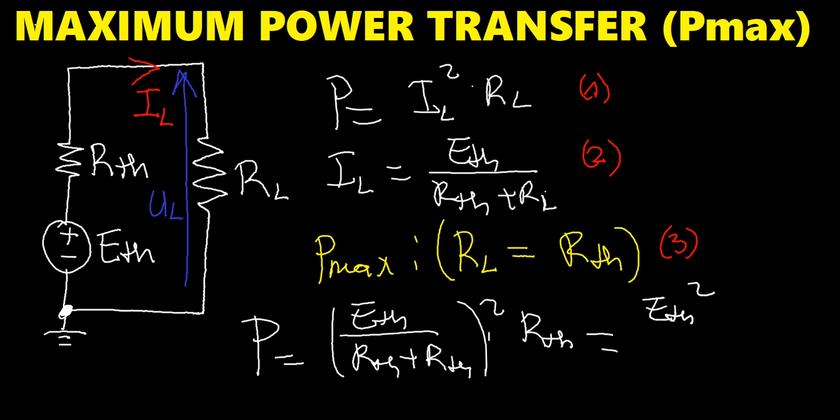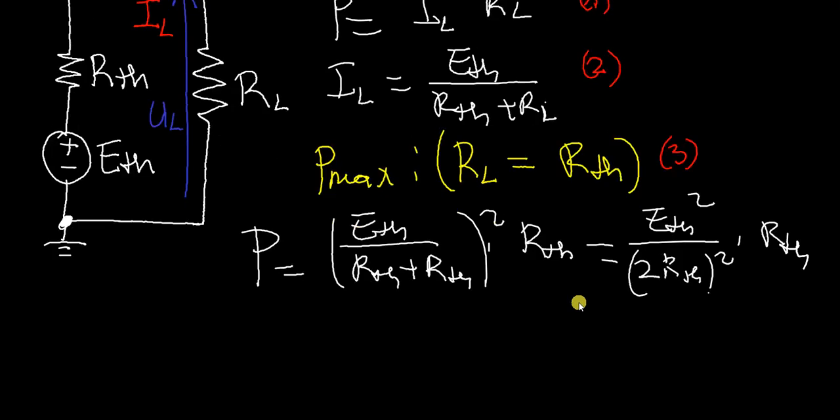E_TH square on 2 R_TH square times R_TH. Okay, let me go down and get a small space.